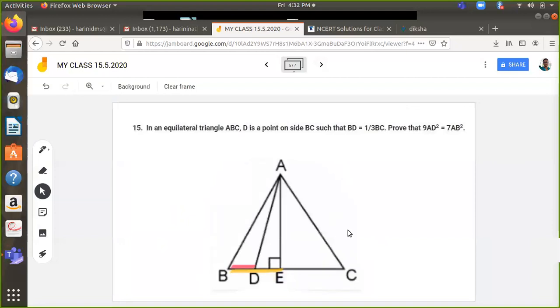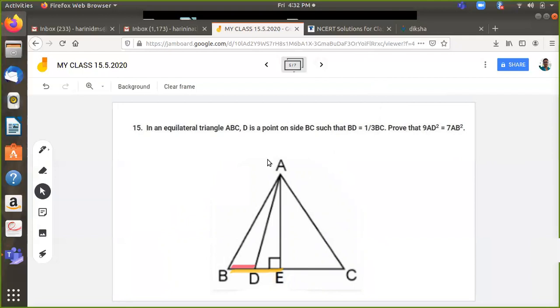Okay, in an equilateral triangle ABC, D is a point on side BC such that BD equals 1/3 of BC. Prove that 9 times AD square equals 7 times AB square. So it is not difficult to do this problem. It's only looking as though it is too much of fractions involved, but it is very simple.